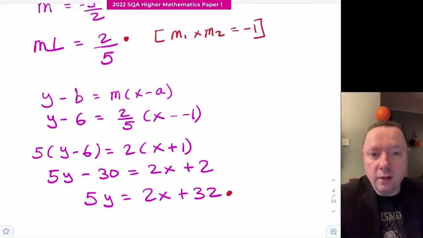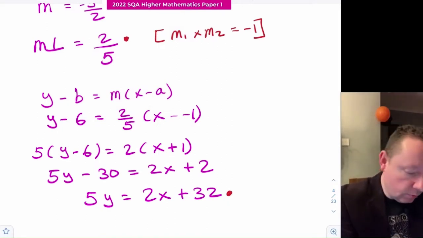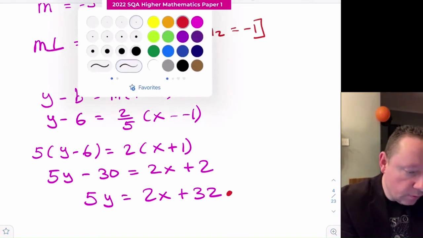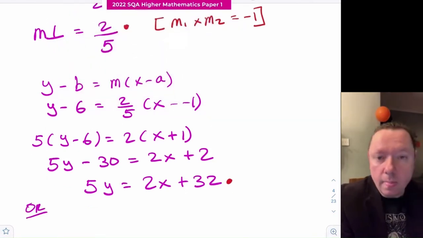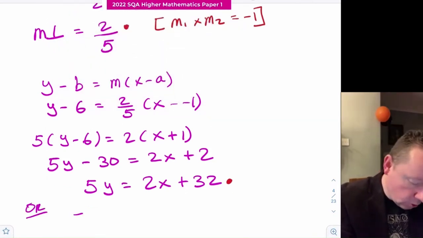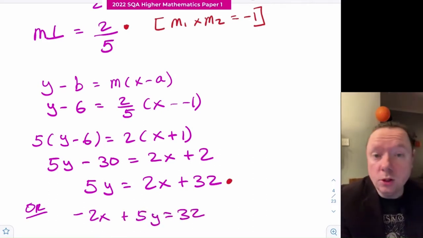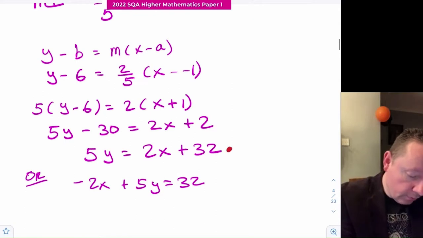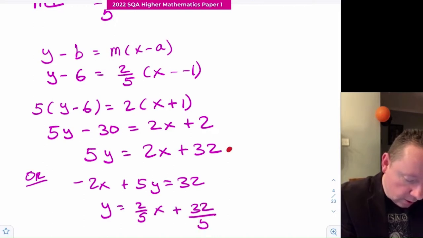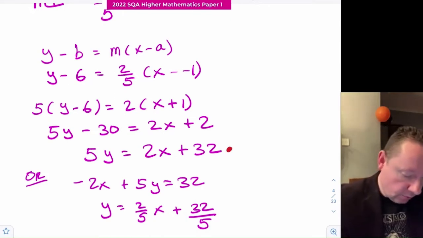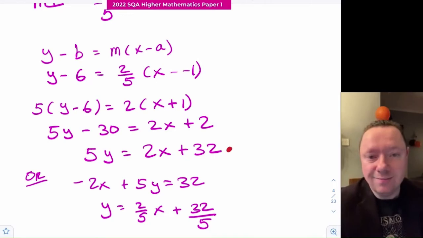But you could have left it in any form you wanted to, as long as it's a reasonably simplified form. You could have minus 2x plus 5y equals 32 as an option. You could divide through by 5 to get y equals 2 over 5 x plus 32 over 5. Just double checking that that's a simplified fraction, and it is. But that's as far as you needed to go to get your final mark.